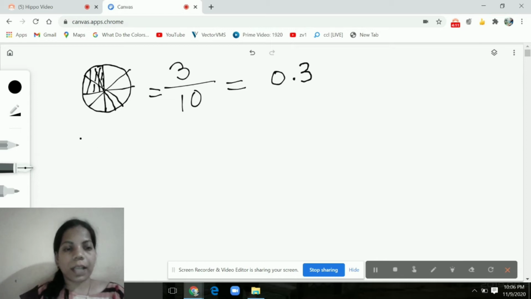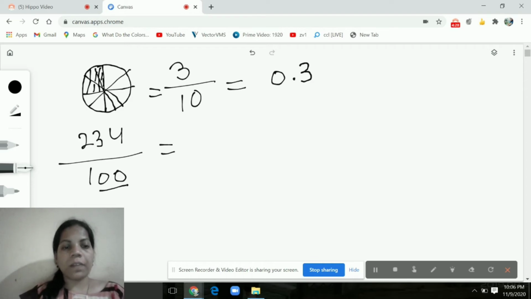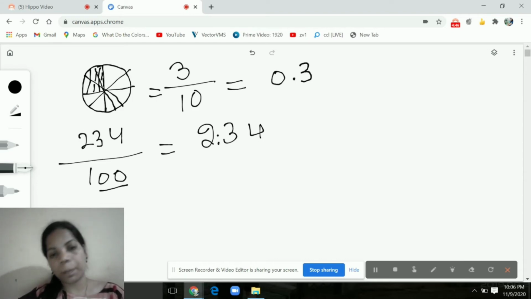So let us take another example. 234 divided by 100. Now this is a fractional form. If I want to write it in decimal form, how will I write? In the denominator, we have 2 zeros, right? So what we will do? We will put the decimal point after two digits in the numerator. Two zeros or two digits from the right side. See here, 1 and 2. So after the second digit we need to put the point.